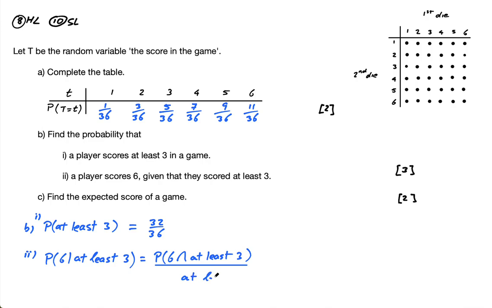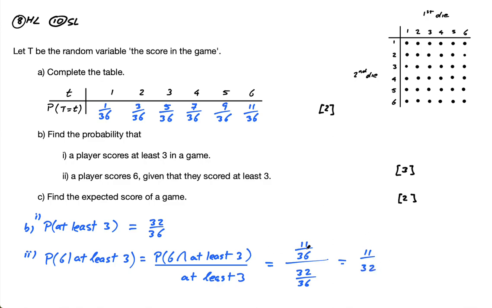the probability of at least 3. Now, how many ways can he get a 6 and he has at least a 3? Well, that's just the same as the probability that he gets a 6, because if he gets a 6, he's at least 3. So that's 11 out of 36. And then we divide all that by the probability of at least 3, which is 32 out of 36. And this is the same as flip and multiply if you want, but those 36s are going to cancel and you're left with 11 out of 32.